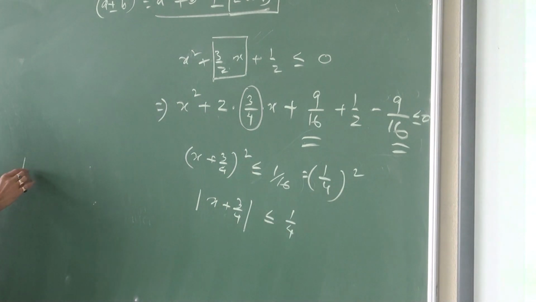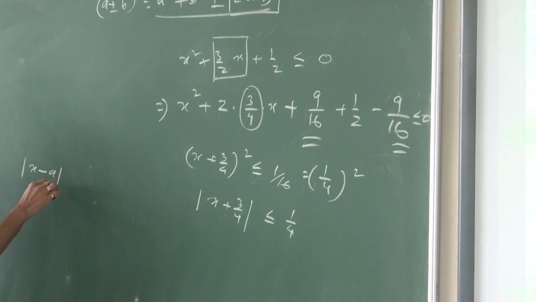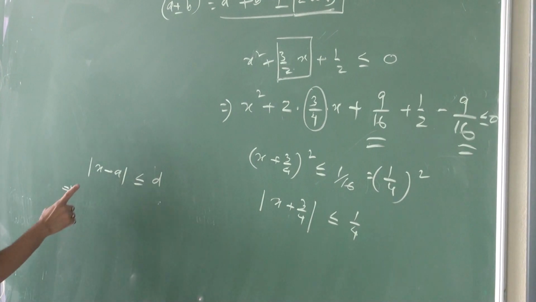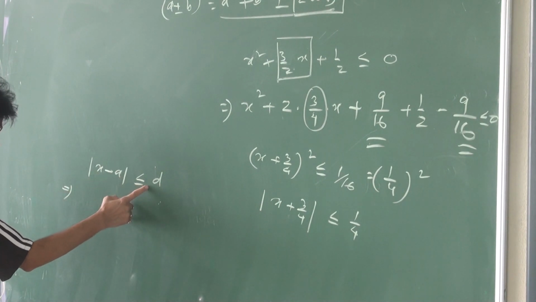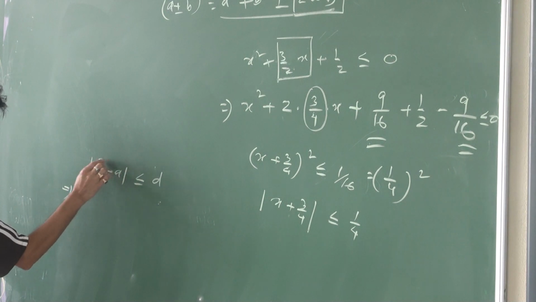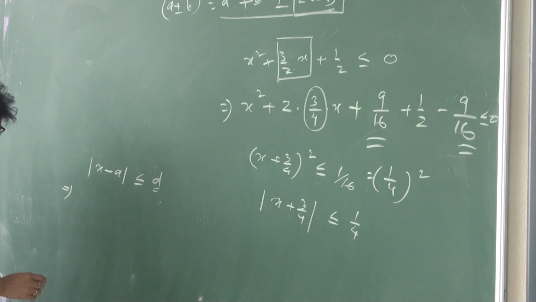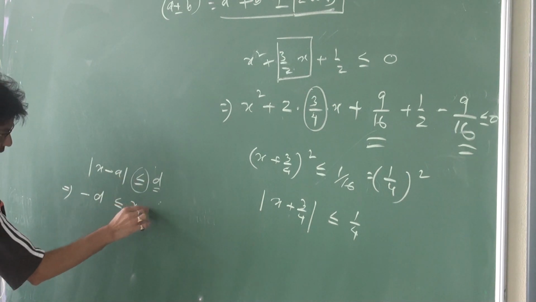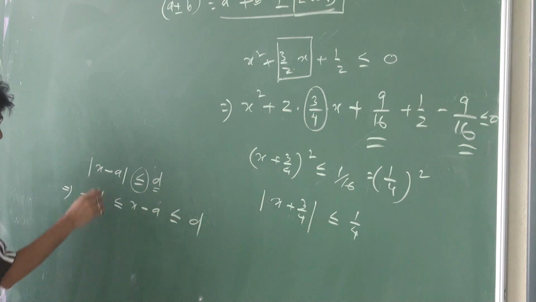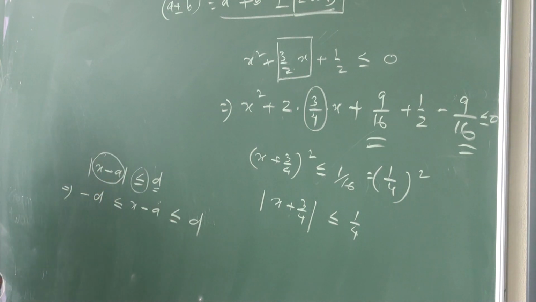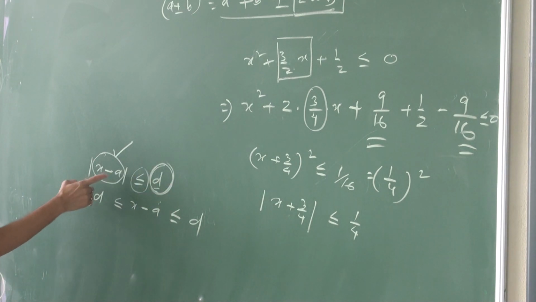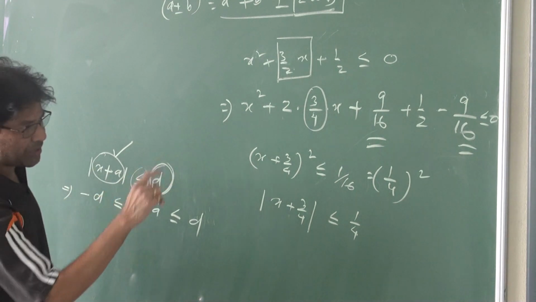You remember one thing, when mod of x minus a less or equal to d, mod of x minus a less or equal to d means the numerical value of this x minus a will lie in between minus d and plus d. So this implies minus d, same order will remain here, less or equal to x minus a less or equal to d. Modulus of any expression means that value will lie in between minus and plus of this quantity. So this means this one. If it is plus, it will be plus here. That thing I have written over there.